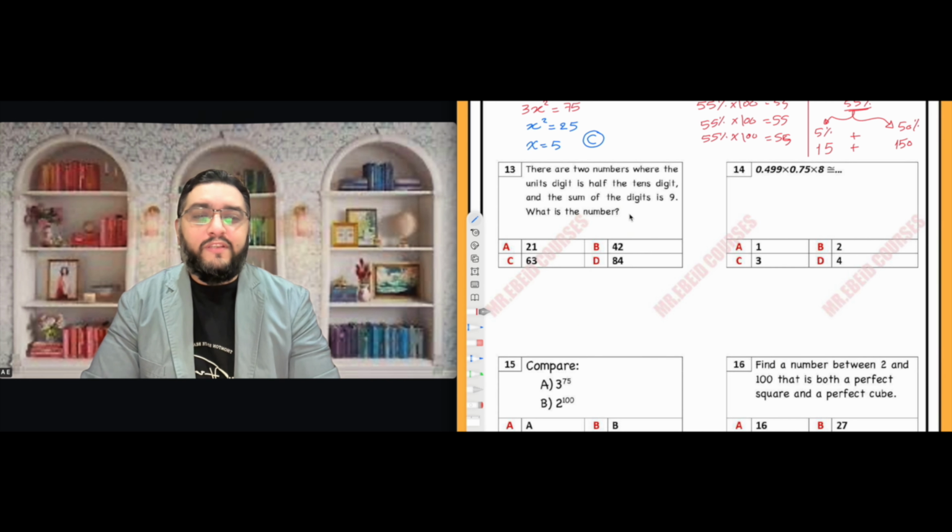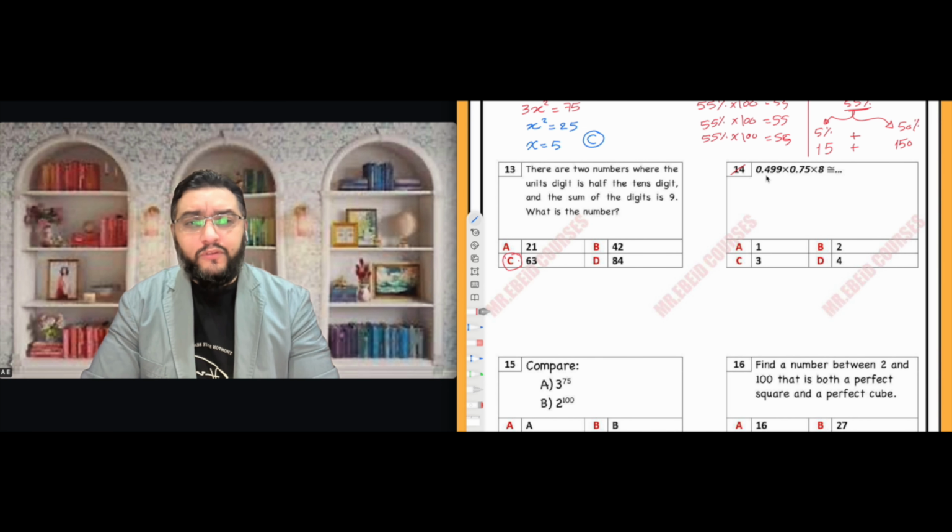Okay. So the sum is 9. Check which pairs have sum of 9. So we have 2 plus 1 is 3, 4 plus 2, which equals 6, 6 plus 3 equals 9, 8 plus 4, which equals 12. So the answer.